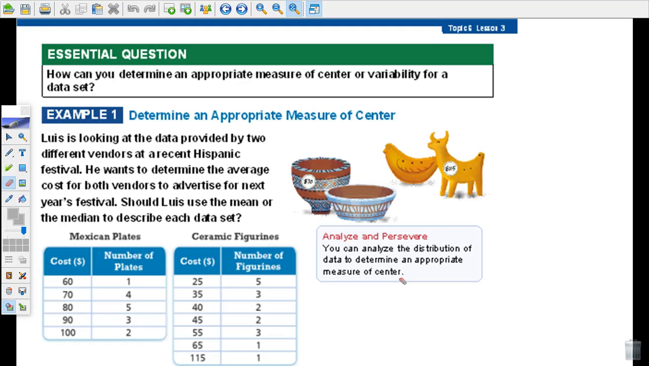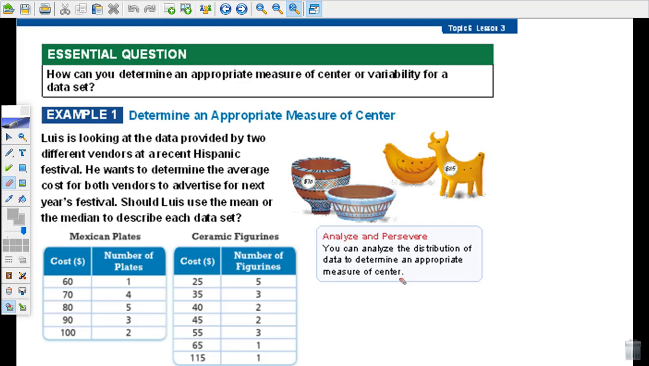So, example 1, determine an appropriate measure of center. Luis is looking at the data provided by two different vendors at a recent Hispanic festival. He wants to determine the average cost for both vendors to advertise for next year's festival. Should Luis use the mean or the median to describe each data set?